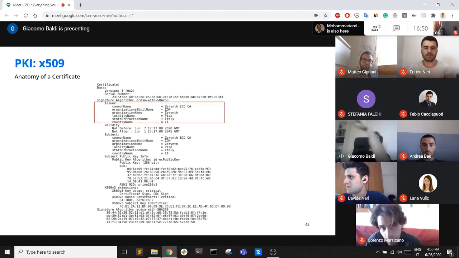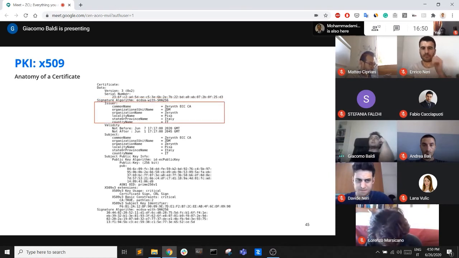The next field, as in my certificate of degree, is the issuer. Who created this certificate? Who is the authority that was able to certify something about the stuff in this certificate?